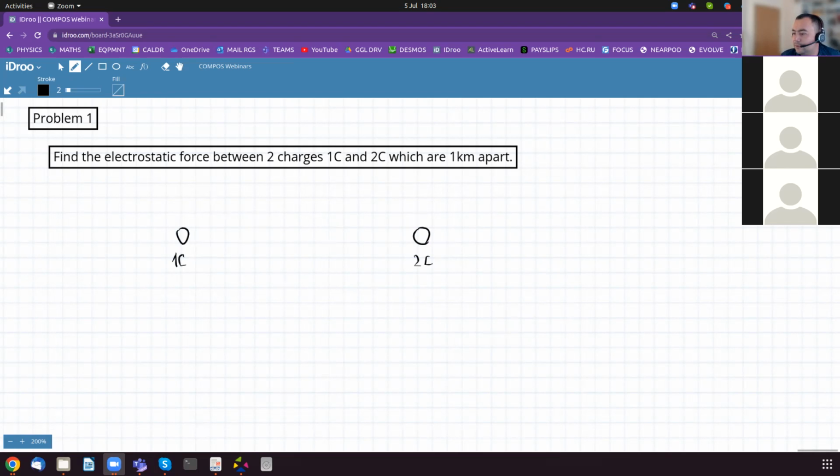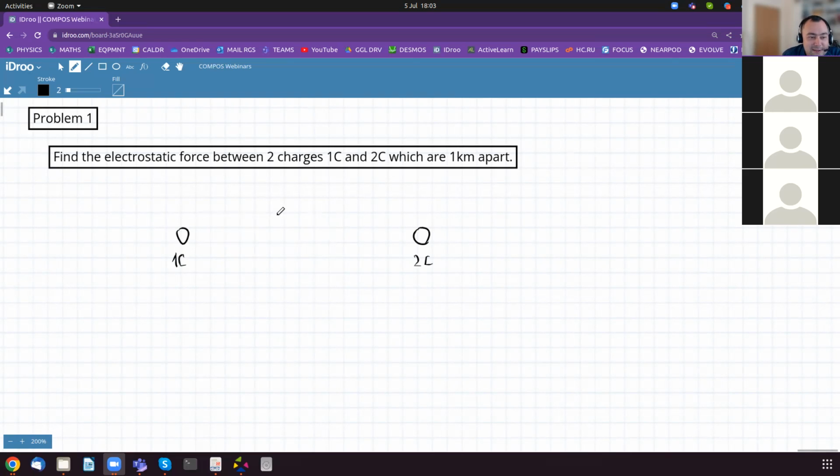Does it matter? Well, if you're looking for the magnitude of the force, it doesn't really matter. Of course, the force would be attractive if they're oppositely charged. If they're positively charged, it would be a repulsive force. But the magnitude of the force will be the same. So it doesn't really matter. In physics, when they say find this force, by default, it means the magnitude of the force. You would say magnitude and direction if you were looking for a vector.